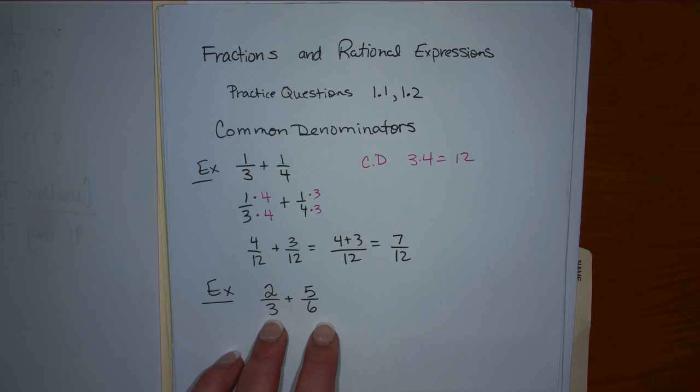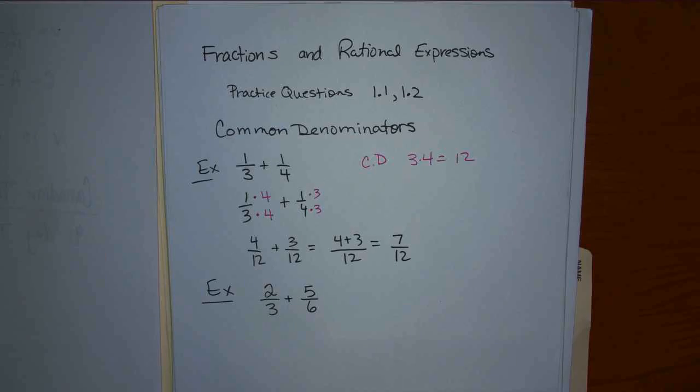Without a calculator, it's not always your best bet, because then you're ending up with bigger numbers rather than smaller numbers. I'm not going to do it because it's not the best answer, but it is an answer. You can put them both over 18, multiplying the first one by 6 over 6 and the second one by 3 over 3. That's possible. But we can make it easier.